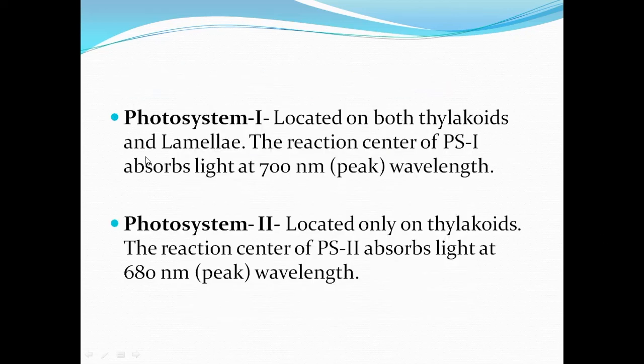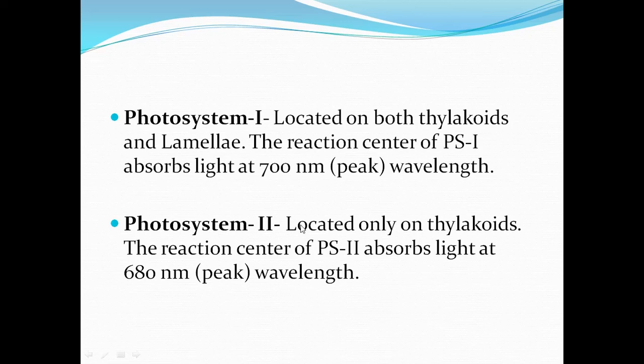There are two photosystems present on the thylakoids and also on the stroma lamellae. Each photosystem is made up of its own light harvesting complex. Photosystem 1 is located on both thylakoids as well as the interconnecting lamellae. The reaction center of photosystem 1 absorbs light at 700 nanometers wavelength. It means maximum absorption of PS1 occurs at the 700 nanometer wavelength range of light.